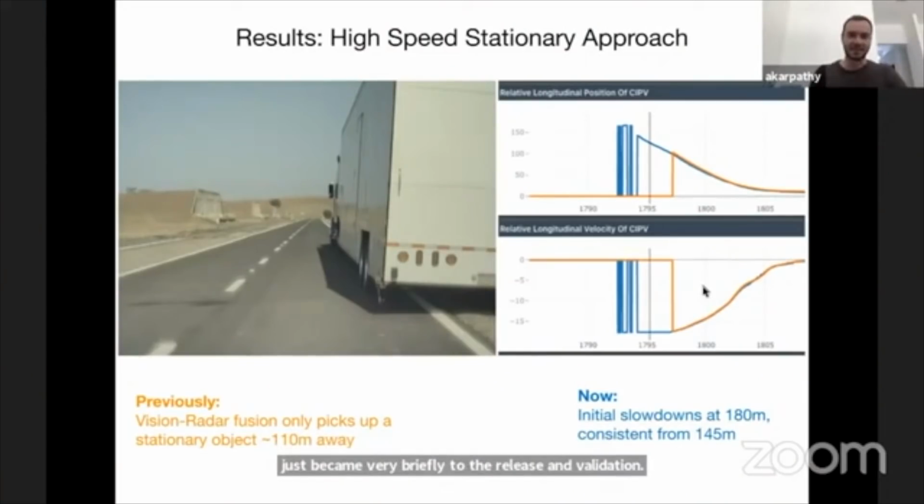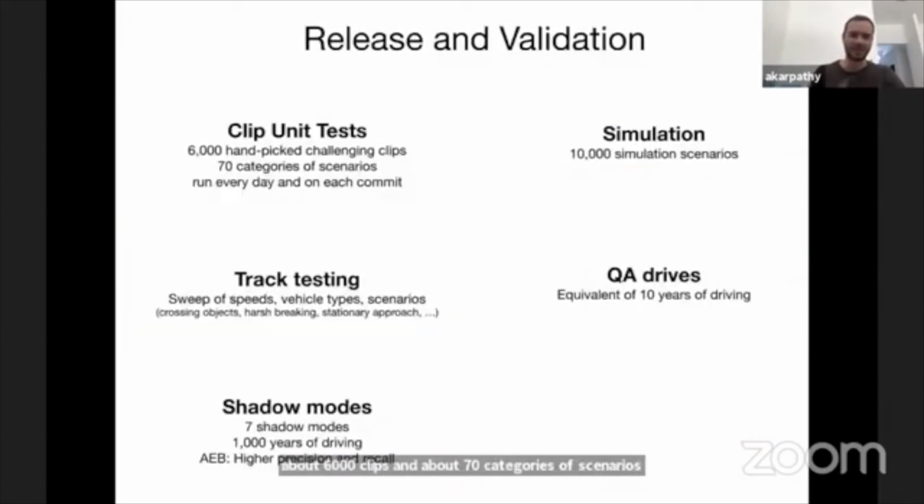We've extensively validated this before we, of course, ship this to customers. Just some example numbers for the validation itself. We've handpicked about 6,000 clips in about 70 categories of scenarios, like harsh braking, crossing vehicles, different vehicle types, environments, and so on. And we run these tests on all the commits of the build, and we run them also every day periodically as we were trying to drive up the performance on these clips.